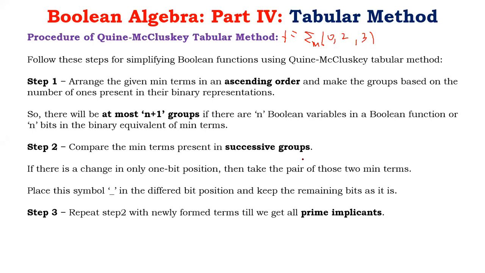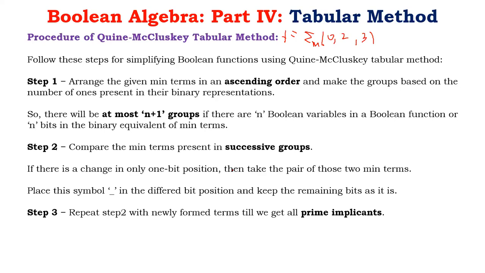Suppose in group 0, only 0 is present. In group 1, 2 is present. In group 2, 3 is present. Now first compare every element of group 0 to every element of group 1, then every element of group 1 to every element of group 2. These should be in successive groups. We cannot compare 0 to 3, or 0 to 2 groups; we only compare groups that are successive.